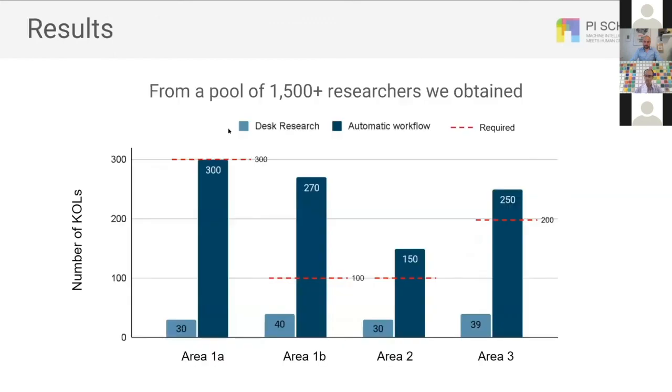From a pool of around 1,500 researchers, we obtain these total numbers. So for instance, in each area, we started with 30 names. These names were provided by the desk research, so these were done manually. And from each of these 30 or 40 names, we were able to extract all of these names. In total, it's about 700 names.